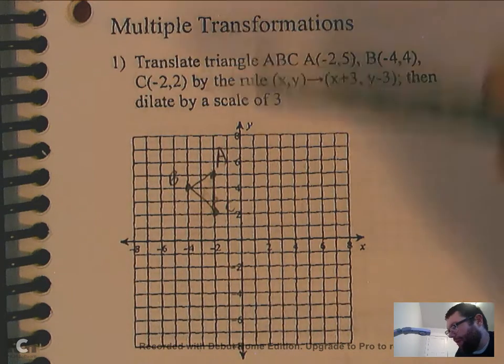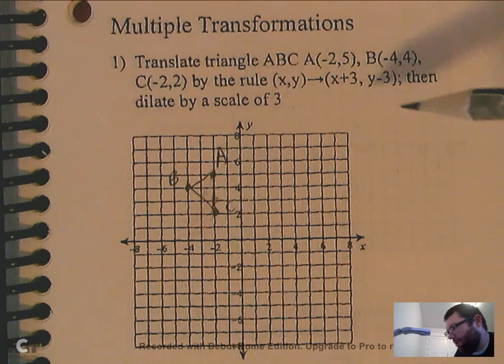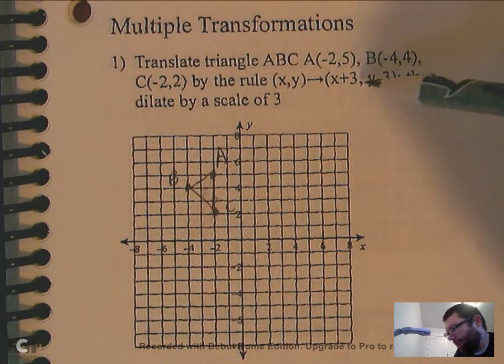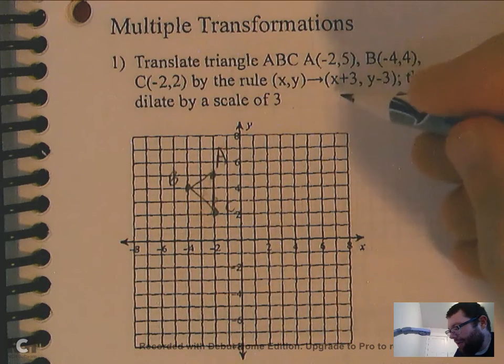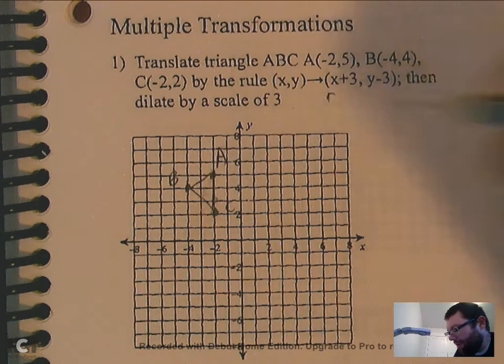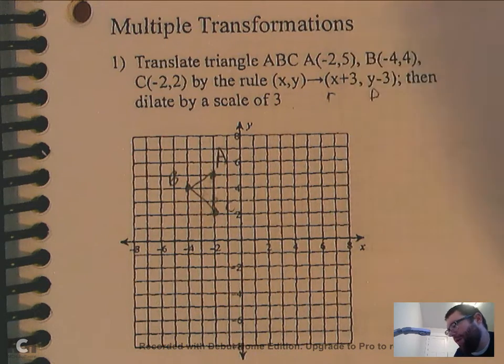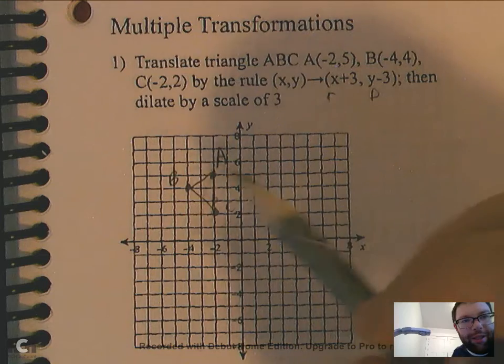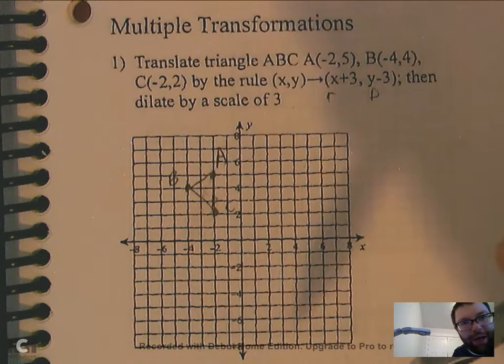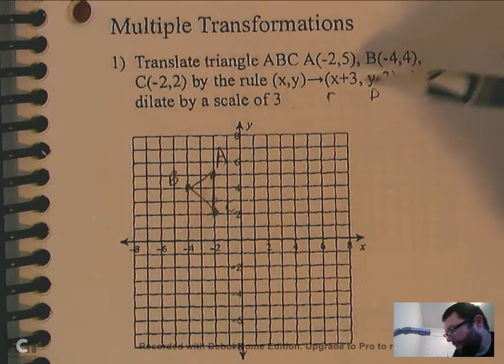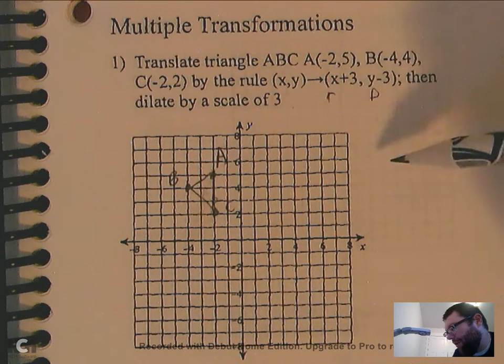Next thing it asks me to do is translate it using the rule x plus 3, y minus 3. So again, when you add to the x, that just means right. And when you subtract to the y, that means down. So what it's really saying is it wants me to take these numbers and go right 3 and down 3. I could also just literally do that to each of these ordered pairs.